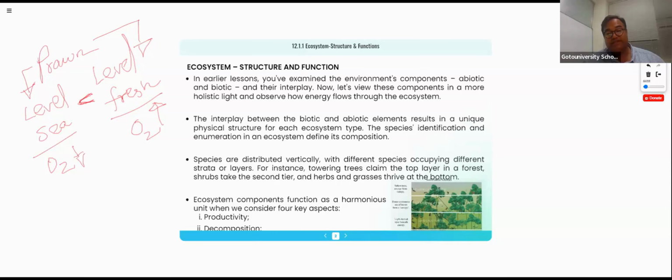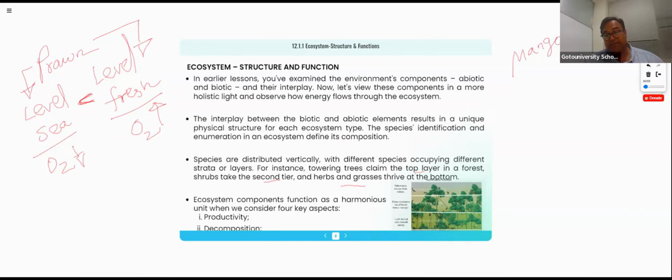So now what we need to understand is, for instance, towering trees climb to the top layer in a forest. Shrubs take the second tier, and herbs thrive at the bottom. So you know very well the towering trees. We used to call them canopies. For example, you take the coconut tree, you take the mango tree. These are the trees which can grow to the maximum height. So one example is the mango tree.